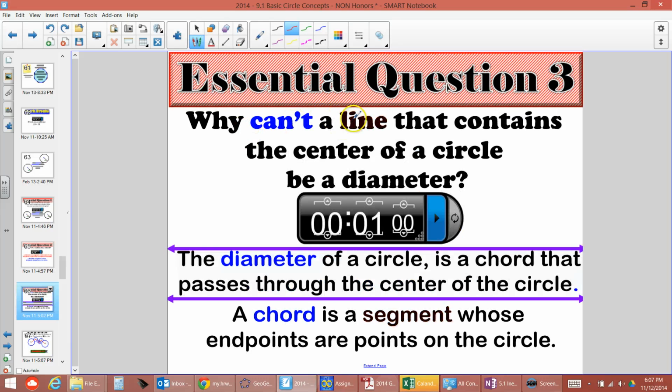Why can't a line, notice this red line, and segment, why can't a line that contains the center of a circle be a diameter? Because by definition, a diameter is a chord, and a chord is a segment. So it can't be a diameter because it's a line, when it should have been a line segment.